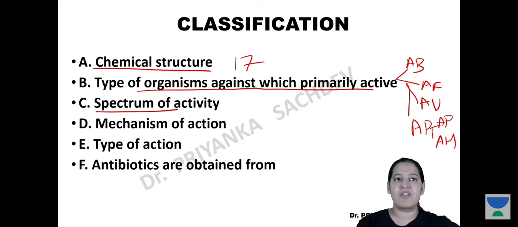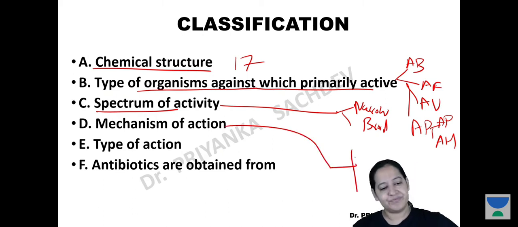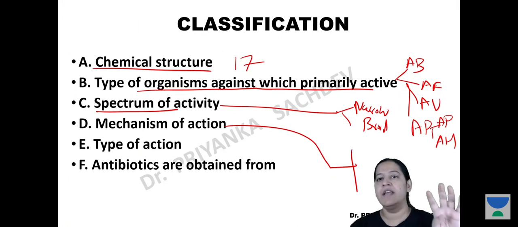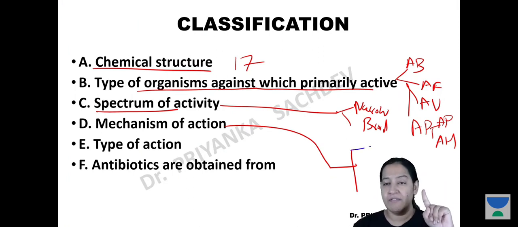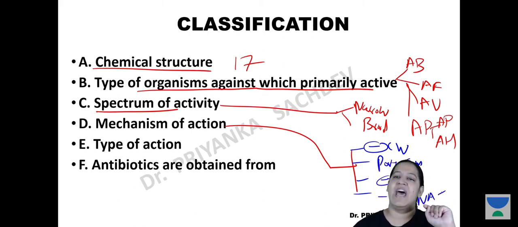Based on spectrum of activity, they are of 2 types, narrow spectrum and broad spectrum. Based on mechanism of action, they are of 4 types. Number 1, the one which inhibits cell wall synthesis, the one which causes pores in the cell membrane, the one which inhibits protein synthesis, and the one which inhibits nucleic acid synthesis directly or indirectly. That is based on mechanism is most important.